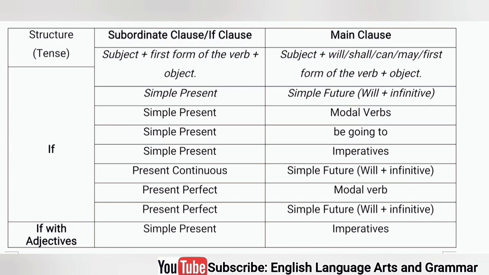Let's learn some formulas of type 1 conditional. Simple present plus simple future tense. Simple present plus modal verbs. Simple present plus be going to. Simple present plus imperative sentences. It is also used with present continuous plus simple future. Present perfect plus modal verbs. Present perfect plus simple future. It is also used with if plus some adjectives. Simple present plus some imperatives.